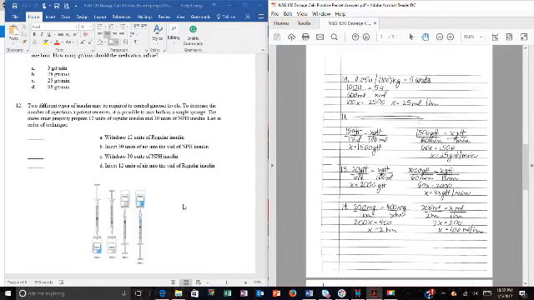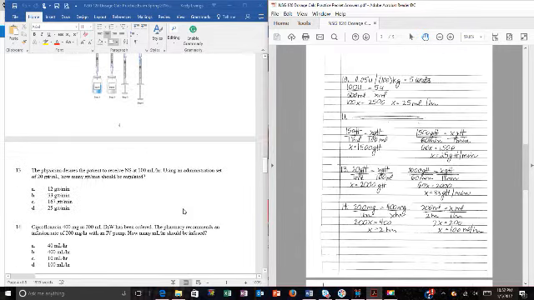So in what order would you inject air into the bottles, and in what order would you withdraw insulin? And I want you to watch that video. So let's move on to number 13.